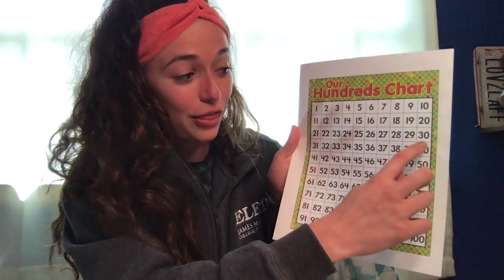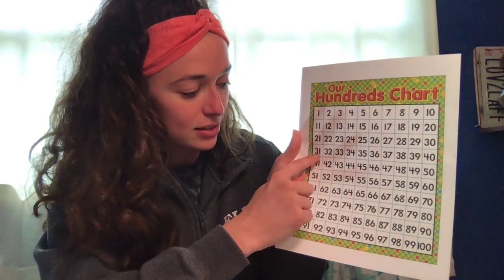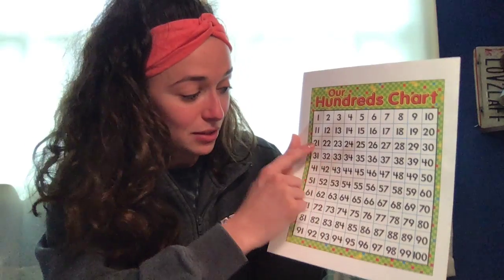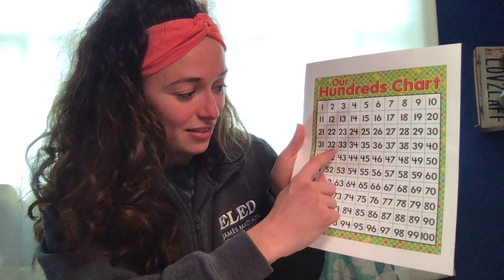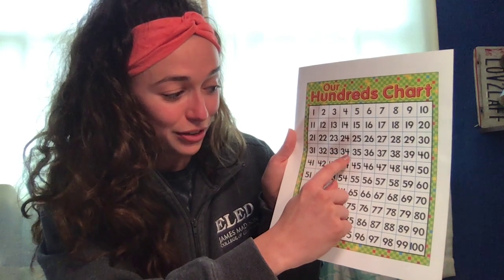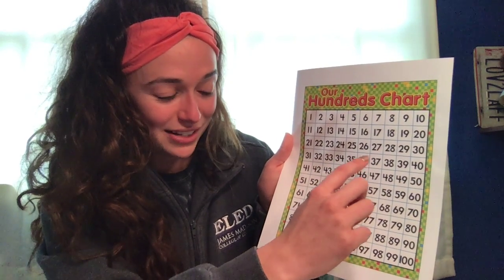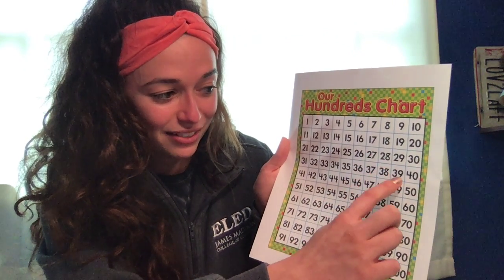What number is that? 30. So if we go to the next row, what are those numbers going to start with? Are they still going to start with 20? No, they start with the last one that we left off, 30. And guess what? The numbers go in the same order again. 31, 32, 33, 34, 35, 36, 37, 38, 39, 40.